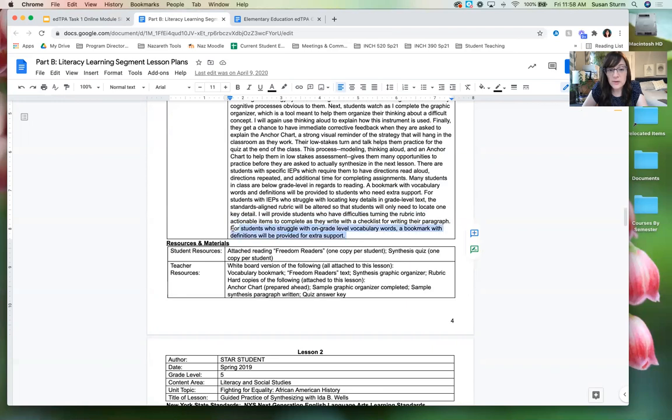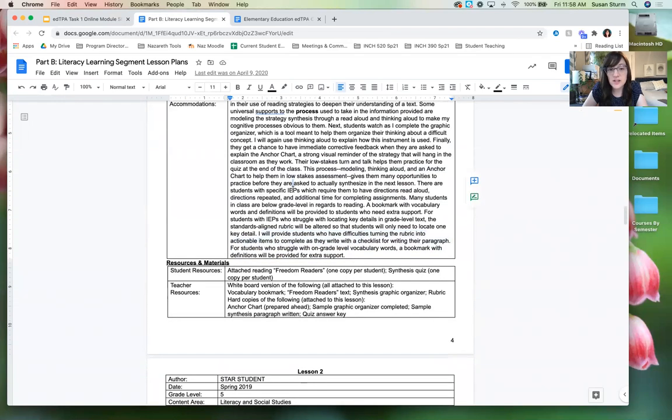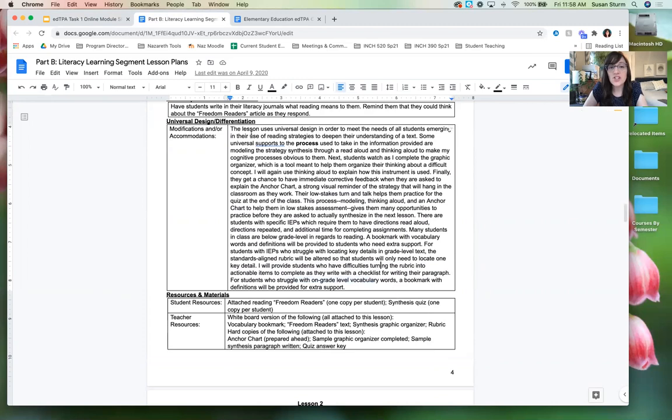With the vocabulary words, again, she's got that bookmark. So she's talking about the IEPs. She's talking about her students who struggle reading on grade level. And then she's got her general good universal designs. I'd say that for the most part, this chunk is really just good stuff that she's doing in this lesson for everybody. And this is a good place to describe that too.